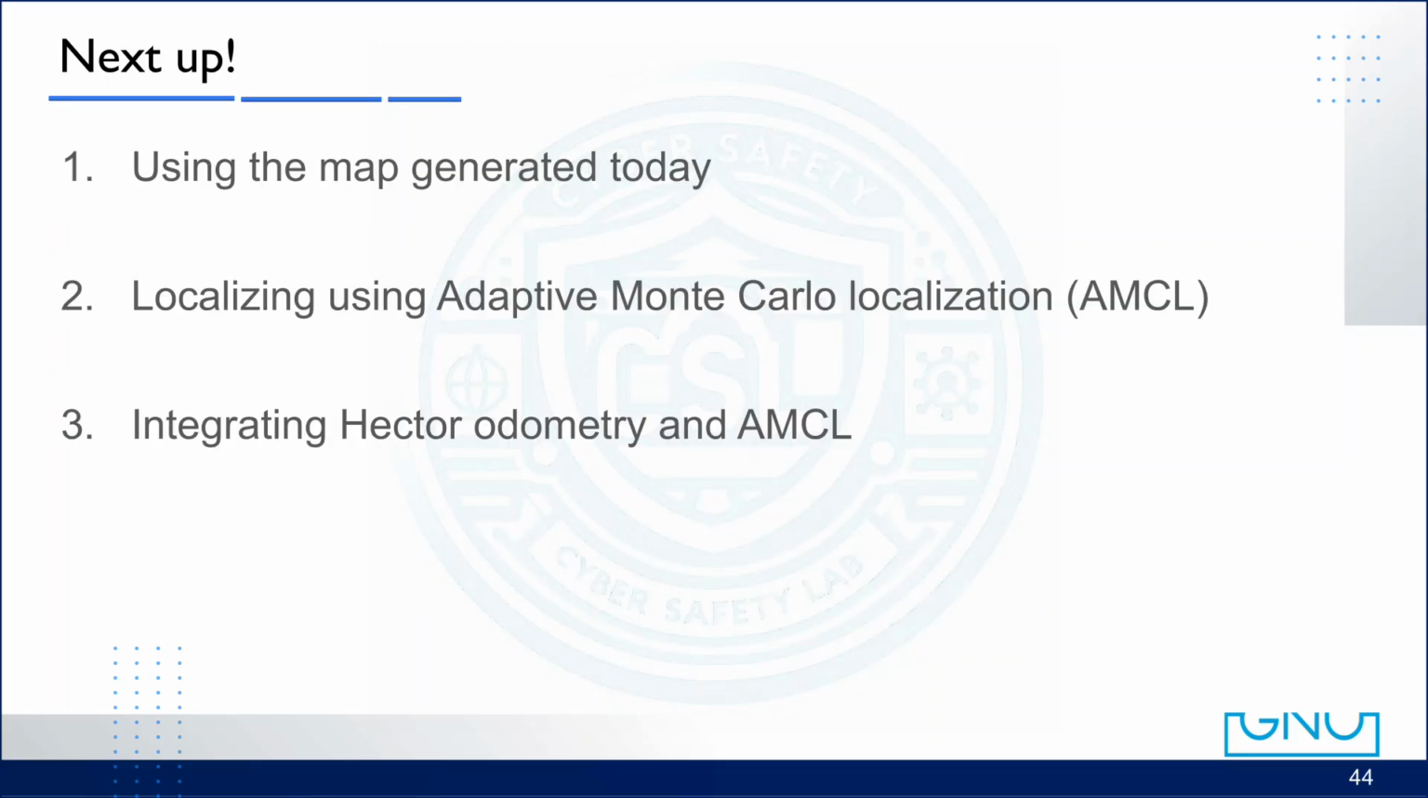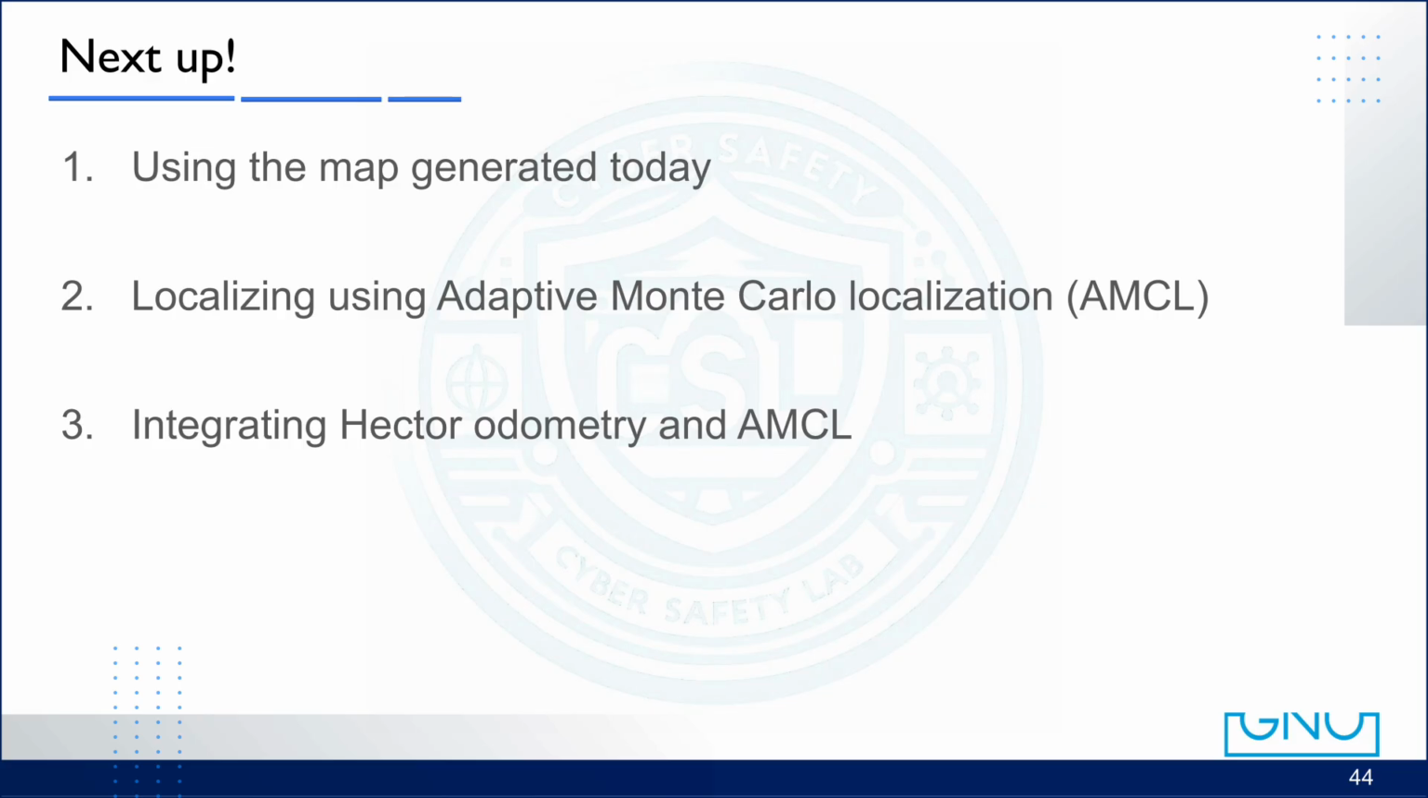Now that we have completed the mapping process and obtained both the global map and a reliable source of odometry, we are ready to move on to the next major component of our navigation system. In the next section, we will introduce the concepts and implementation details of Adaptive Monte Carlo Localization, or AMCL.